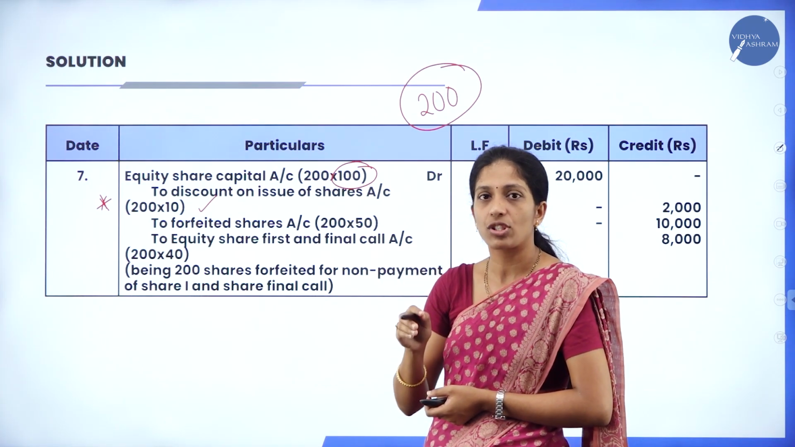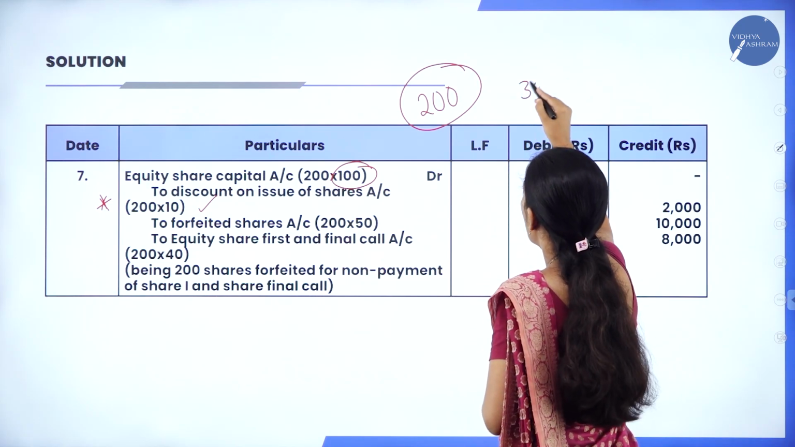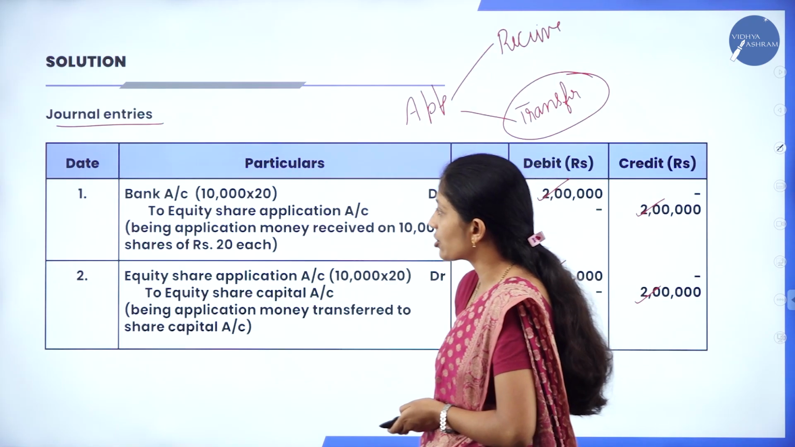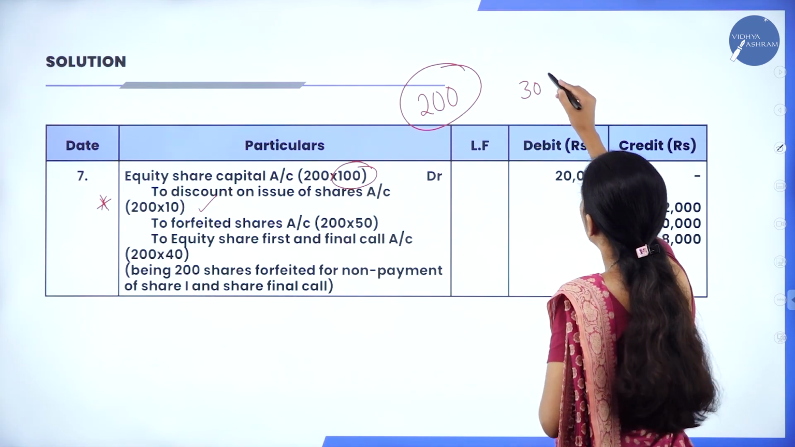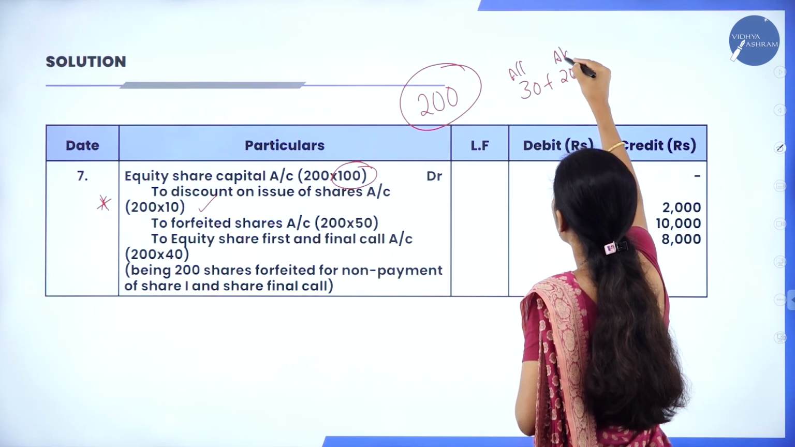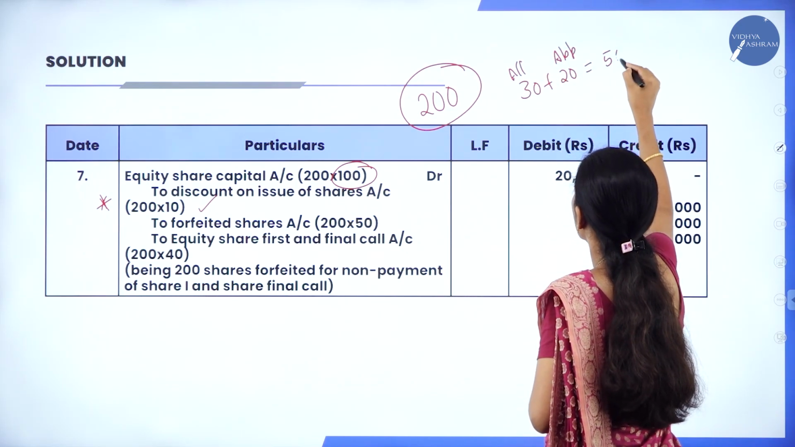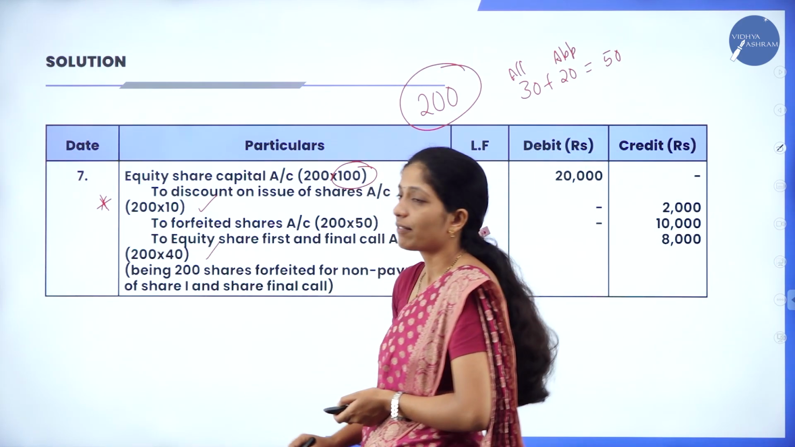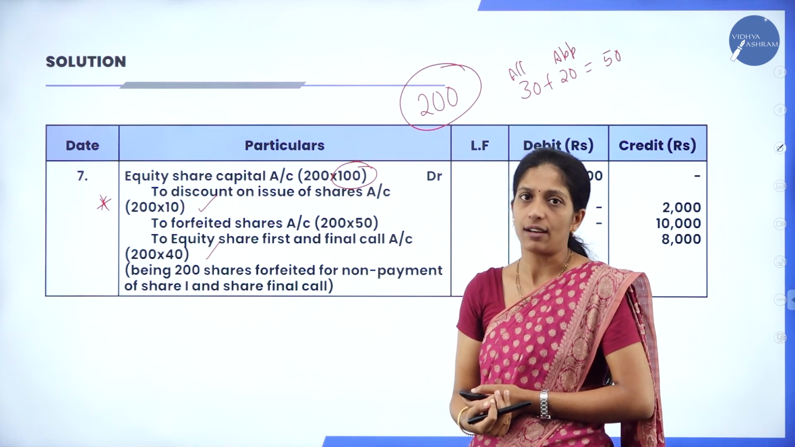To forfeited shares account. How much have they actually received? 30 plus 20. 30 is on allotment. How much was on application? That is 20. So 30 plus 20, this is on allotment and this is on application. So 50 rupees they have received. How much have they not received? So 40 rupees they have not received on equity share first and final call.